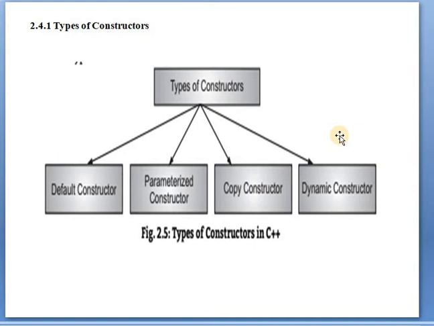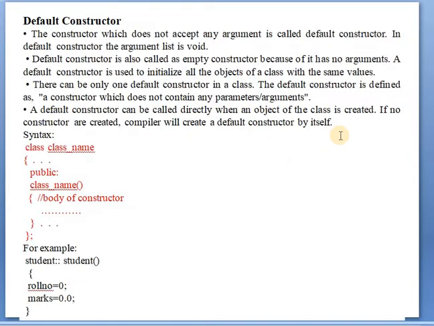Again see here, I will revise it, that is the types of constructor. There are 4 types of constructor, that is default constructor, parameterized constructor, copy constructor and dynamic constructor. So here is a default constructor.